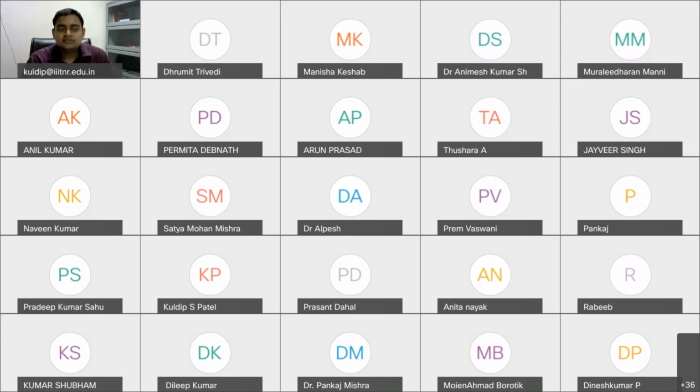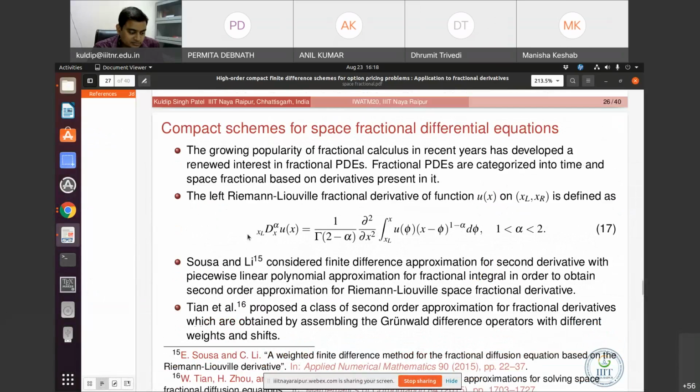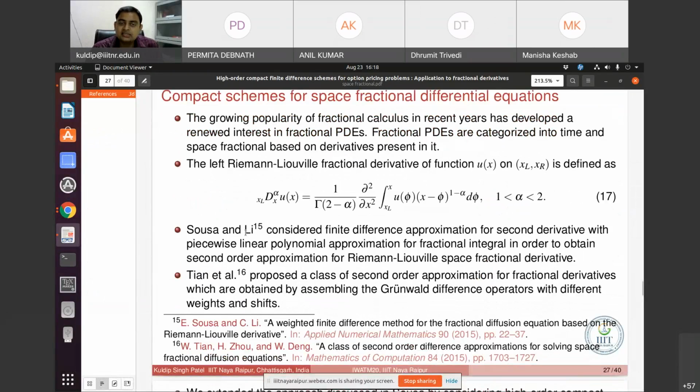Yeah, so next was the compact scheme for space fractional differential equations. As I mentioned, for time fractional we applied this, fine, right? So what about if we go for space fractional? It should be workable, it should be applicable to the space fractional, and this is the paper which I was showing. So this is the space fractional differential equation.